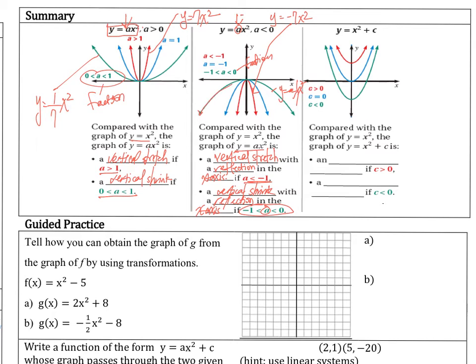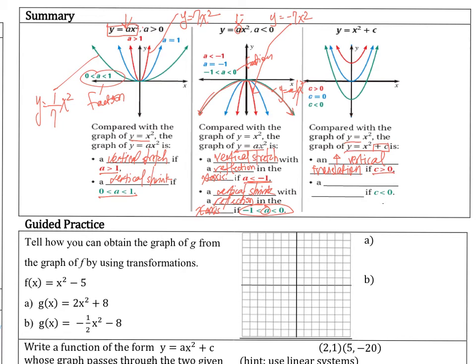So the 1/7 will make this graph, this fraction, will make this graph wider, or it will shrink it, and the negative sign will reflect it from the parent graph, and x squared tells us that it's a parabolic function. And lastly, comparing y equals x squared to the graph of y equals x squared plus c. So there's going to be an upward vertical translation, meaning it will slide up if c is greater than 0.